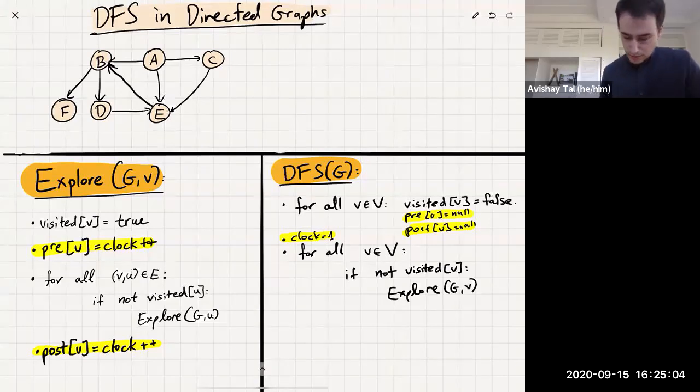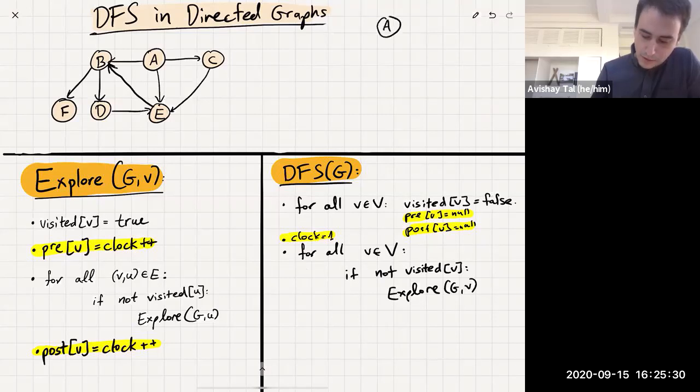Okay, so the point is that these pre and post numbers would reveal a lot of information about the structure of the DFS tree, and about the structure of the graph. So let's just run an example. Let's see how the DFS from A would look on this graph, and I'm going to keep track of the pre and post numbers.